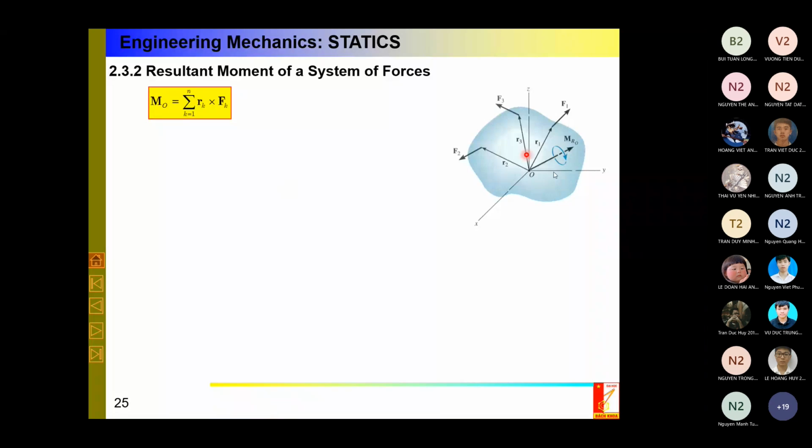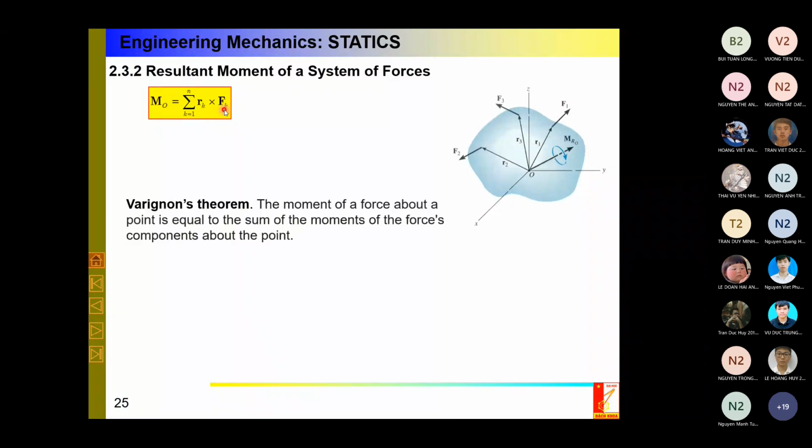You see again, I have many forces: F1, F2, F3, and I fix some point here. It means that from this force system, I can calculate the moment of all forces about this point and provide the summation, and it is the so-called resultant moment of the system of forces. Okay? Remember well this definition.